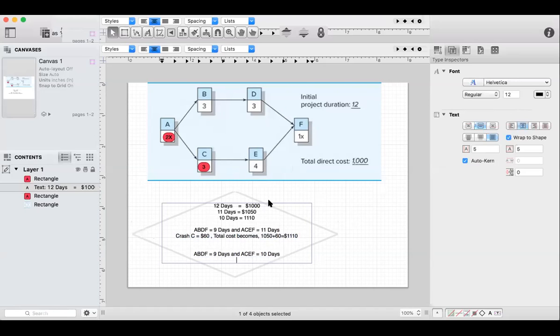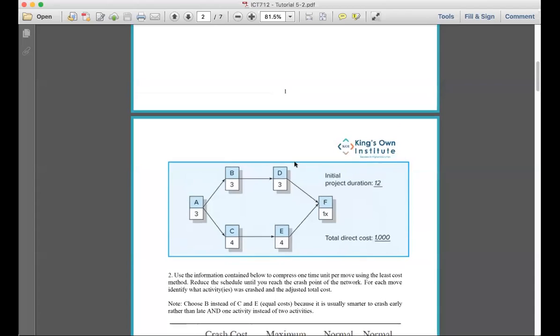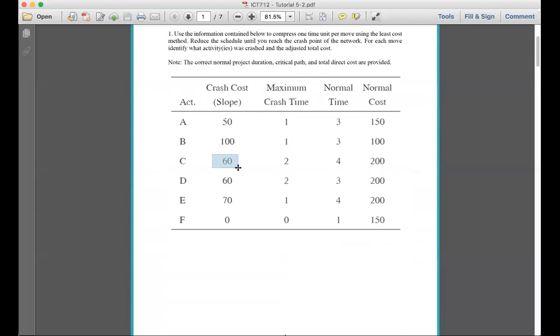C is 60, E is 70. Why would you crash E? Because it costs less. Yes, C costs you less because it's 60. E will cost you 70. So if you look at the costing, you see that C is going to cost you 60 and E is going to cost you 70. Which one is cheaper? C, of course. So that's why we go and do C again.